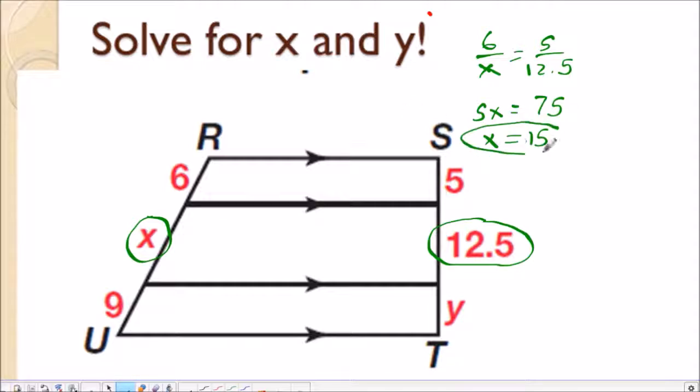It's always a good idea to double check and make sure that number makes sense. Okay, so 6 was a little bit bigger than 5, so whatever we get here should have been a little bit bigger than 12.5. 15 is a little bigger than 12.5. Okay, so that gives me some comfort in feeling like maybe that's going to be okay.